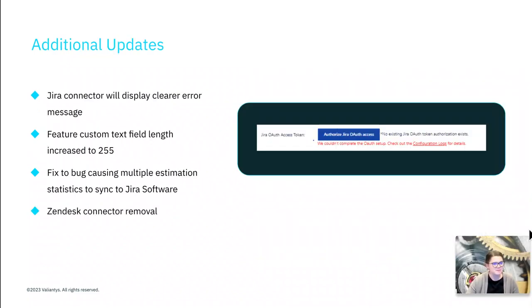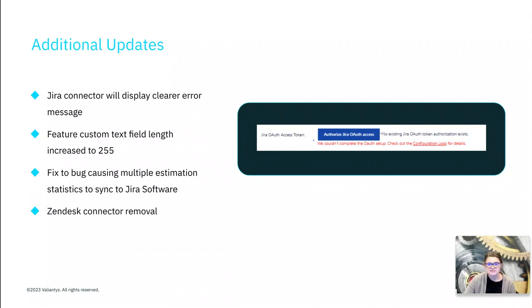A few more miscellaneous updates, if you will. Atlassian has added a new error to display in the Jira connector when we are having problems with our OAuth access token, just making it a little bit more clear what the problem is. The character length for our custom text fields for features has been updated to 255 characters. This does match the custom field of short text in Jira software as well.